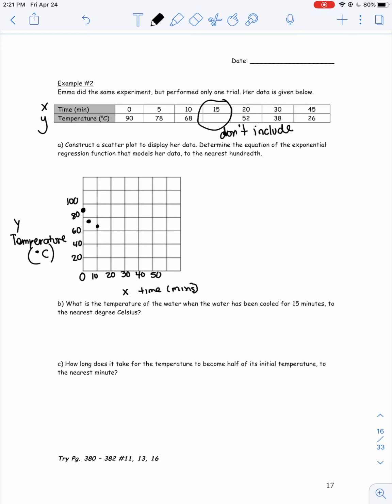And the same thing goes for when we include it into our L1, L2 charts, we don't put it in if it doesn't have the other coordinate. 20, we're going to plot 52. At 30, we're going to plot 38. And at 45, we should be plotting 26. Okay, and then it's a scatter plot, you don't have to connect them, so you can just leave it as it is.